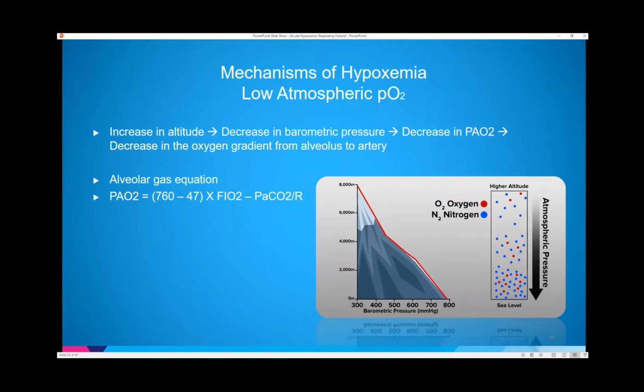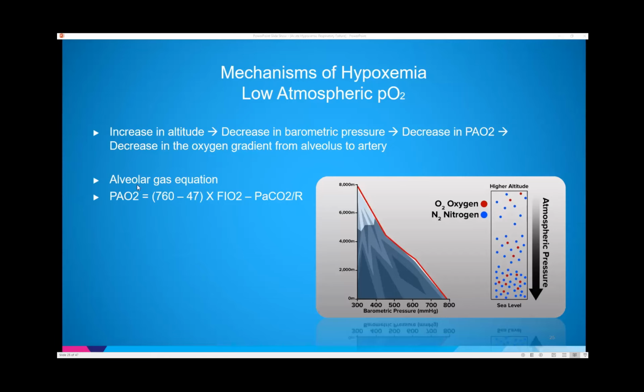And then the last two are actually very quick. So 99.9% of the time, living in New York City or anywhere around here, you're going to see shunt, VQ mismatch, and dead space ventilation, and diffusion limitation. The two other ones you need to be familiar with are low atmospheric PO2. So if somebody's climbing up Mount Everest, definitely their oxygen concentration will drop. And that's easy to understand if we know the alveolar gas equation, which is right here.